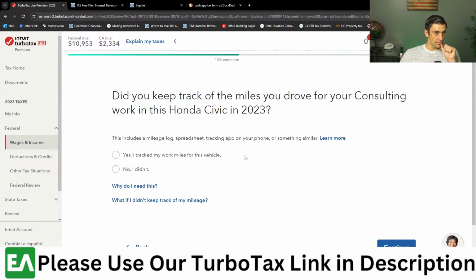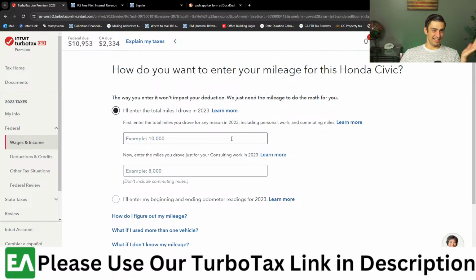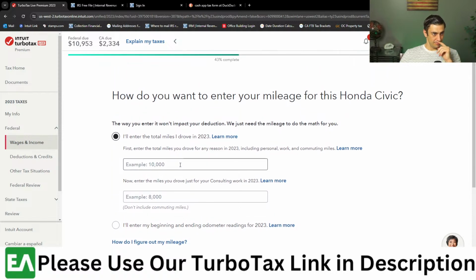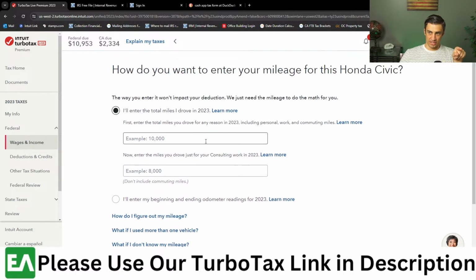Did you keep track of the miles? This includes a mile log, spreadsheet, tracking app on your phone, or something similar. Okay, let's see what happens if we say no. Of course, it still asks how many miles I drove, right? Of course, that's what we want to do. I'll enter the total amount. I'm going to double check this once I get through with this.